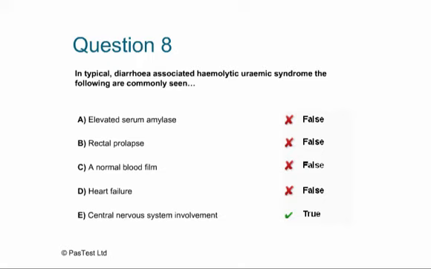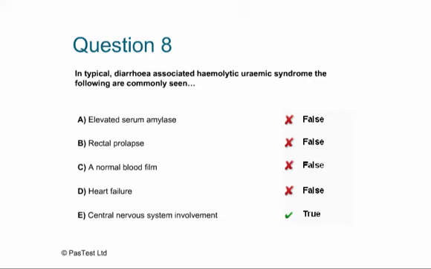A normal blood film isn't commonly seen in HUS, and virtually all the blood films in HUS will show fragmentation of red cells. Heart failure can sometimes be seen in HUS as a consequence of fluid overload or as a consequence of an extremely rare complication, which is direct myocardial involvement with HUS, but both of those are uncommon, so the answer to D is false. The only one in this list that's true is CNS involvement. And children with HUS commonly have mild CNS involvement in that they're irritable or miserable. More profound CNS involvement is also seen.